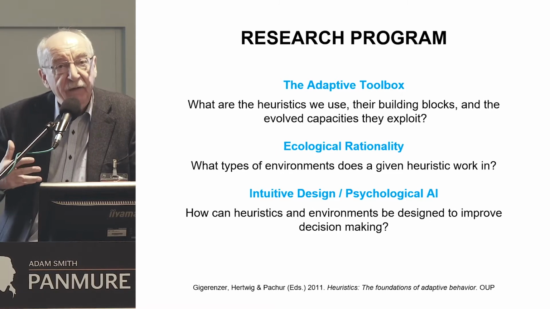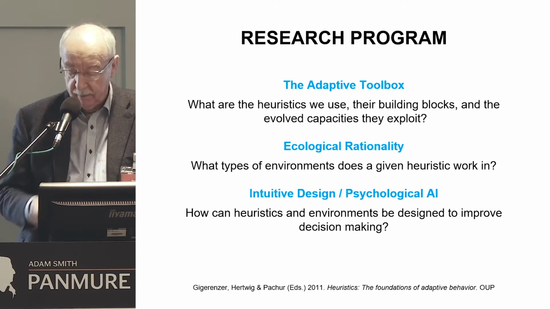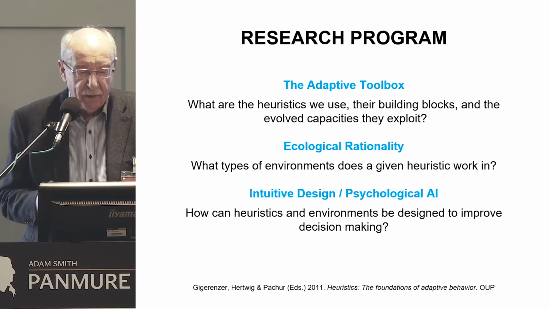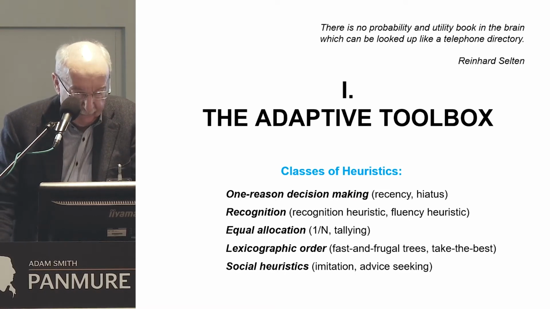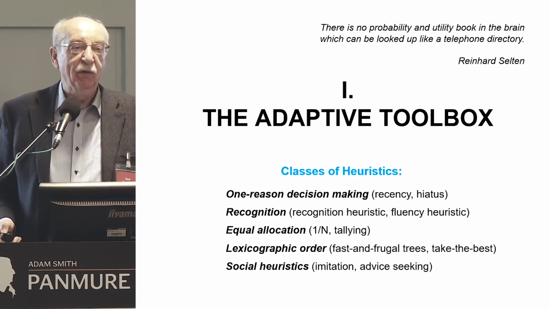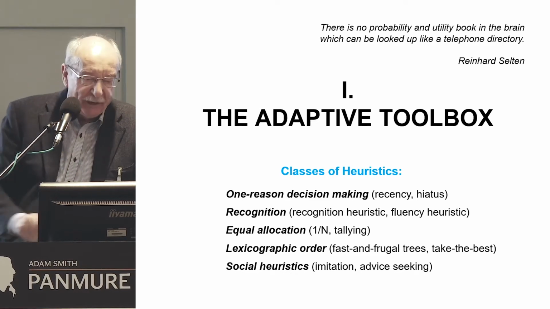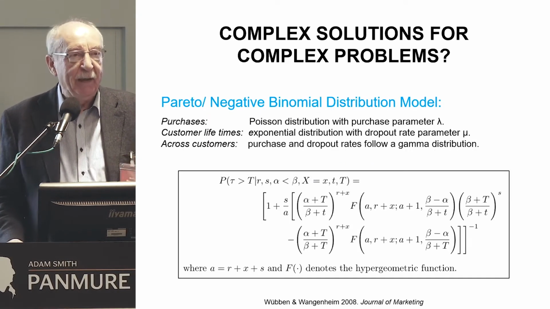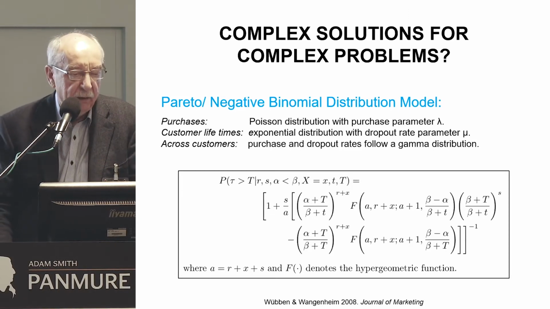So how can we use all of that to design decision theories that work better than others? And let me apologize for this, that I have to reconstruct my talk. That's the old talk that you see. So these are the classes. And I'll run quickly through a simple example about research.